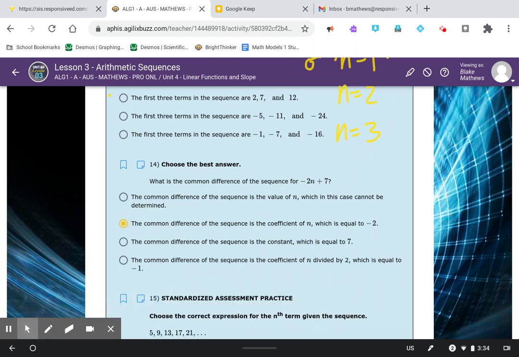Next one says, what is the common difference for the sequence negative 2n plus 7? Just so it's clear, in any given arithmetic sequence formula like this, the n always has the d with it. So the d in this case would be negative 2. It's always the coefficient of n. Very important idea. So the coefficient of n is always that.